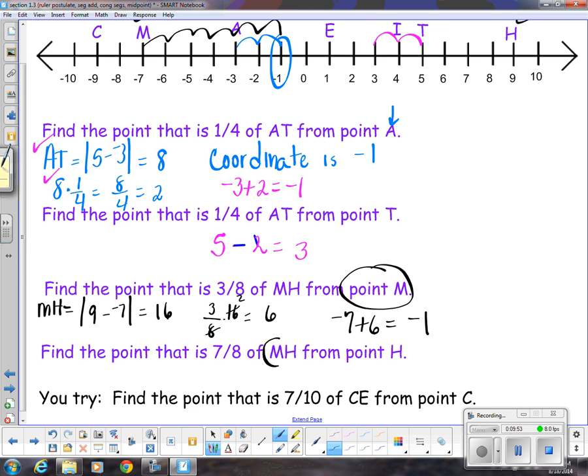Now I want the point that is 7/8 of MH from point H. So I need the distance from M to H. The distance from M to H is going to be 9 minus -7, which is 16. Now I'm going to take 7/8 of 16.